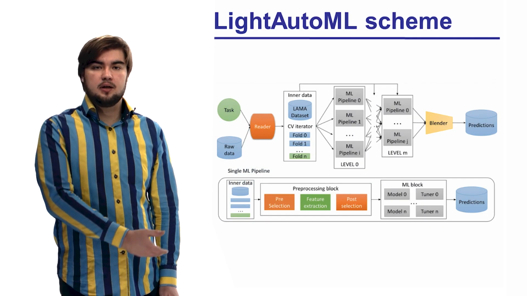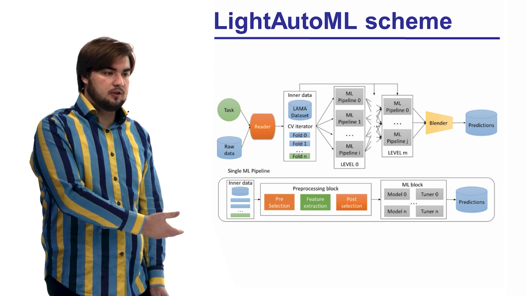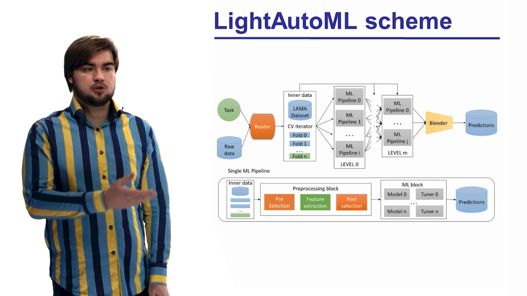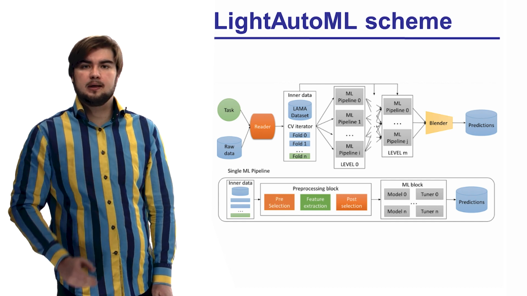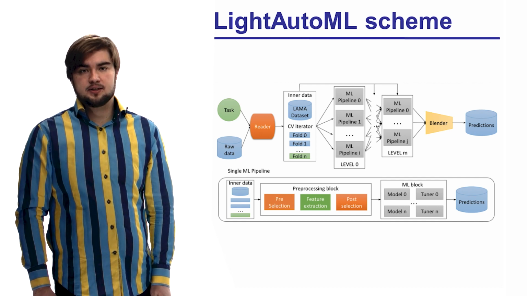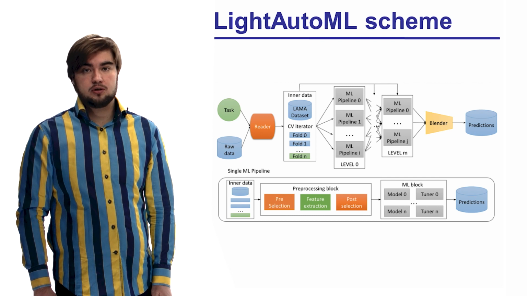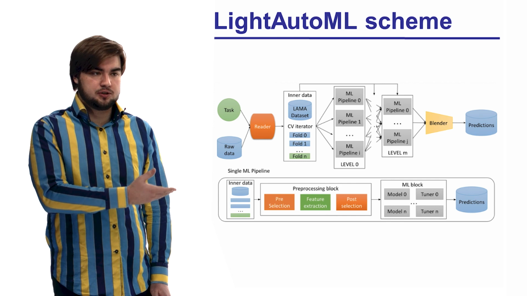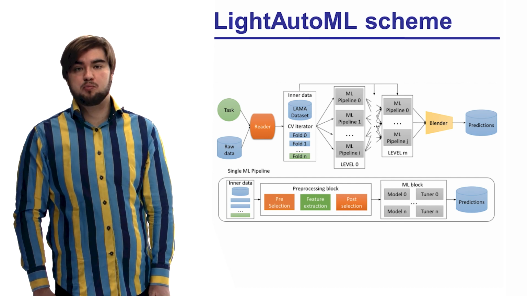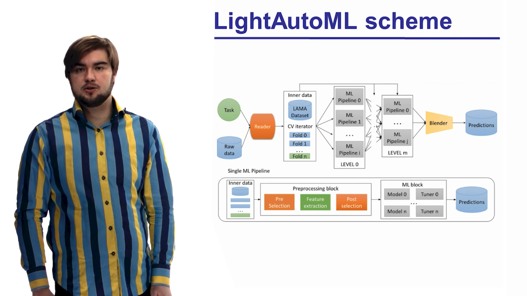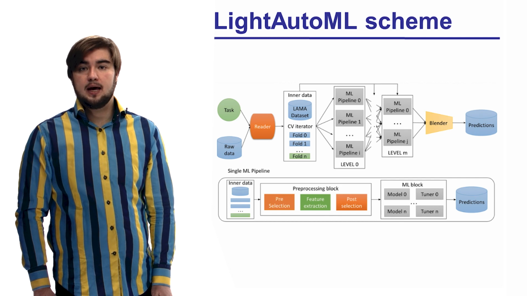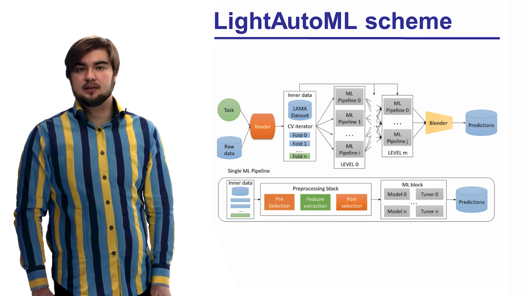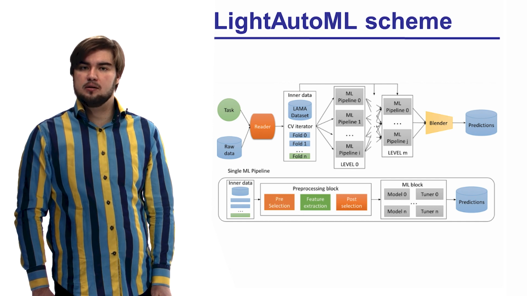On this slide, you can see a high-level scheme of LightAutoML. We start with taking raw data, which is commonly a pandas data frame, and selecting a task to solve, regression or classification. These instances proceed to a reader object, which is responsible for converting data into inner LightAutoML format and generating cross-validation splits. Then, the data goes into several levels of ML pipelines.